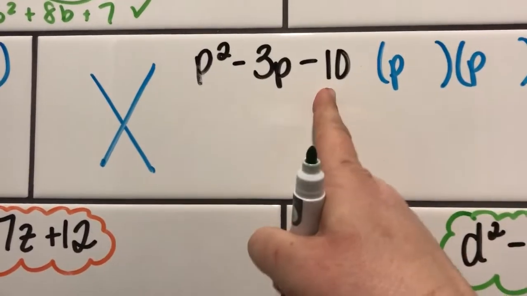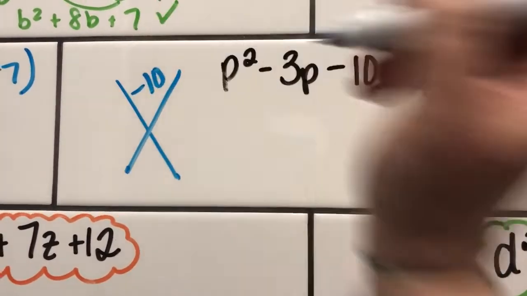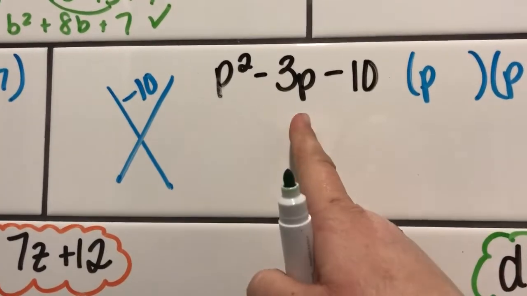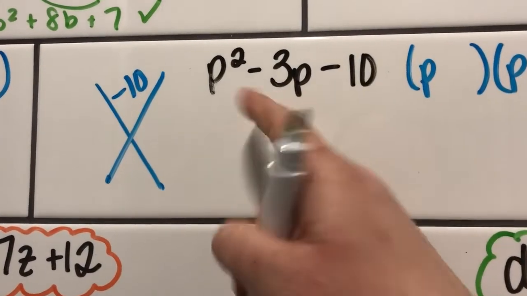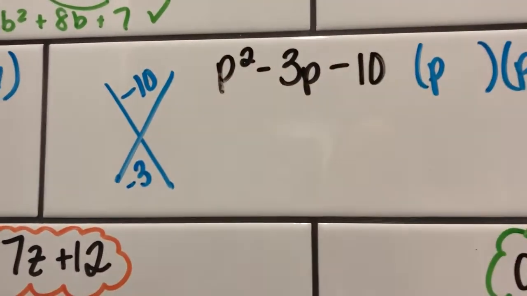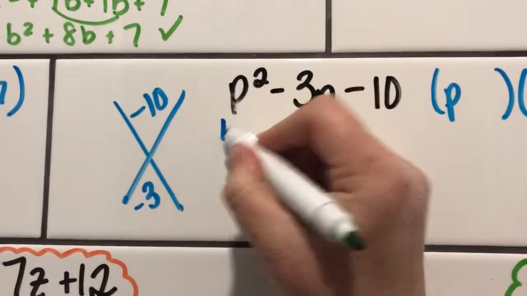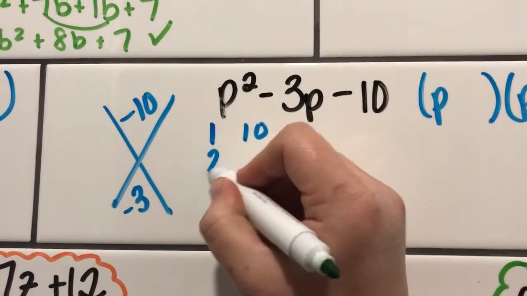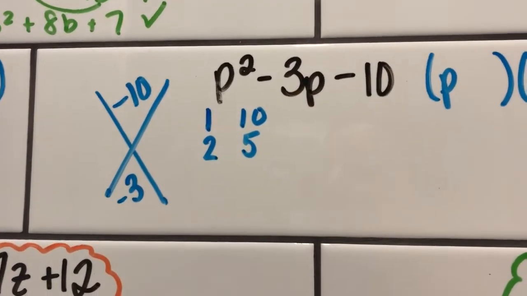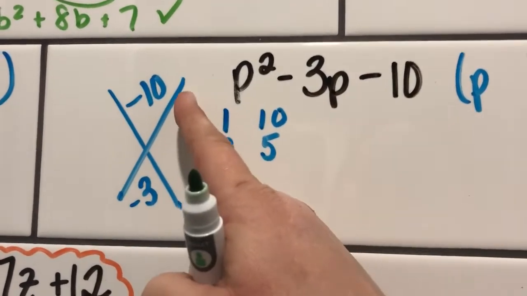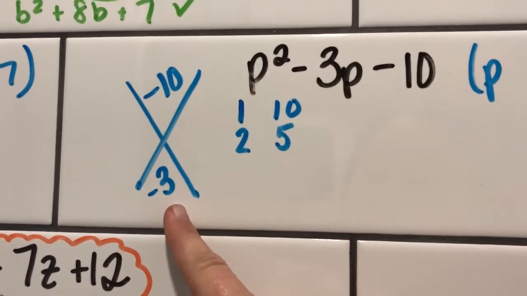Now c is the constant that's going to go on top. I have a negative 10. Make sure you include that sign. The bottom is going to be b for bottom. So negative 3 goes on the bottom. And I'm still going to write out my factors as if they're both positive. I'm just going to write out 1 and 10, 2 and 5. And I need 2 numbers that are going to multiply to negative 10 but add to negative 3.